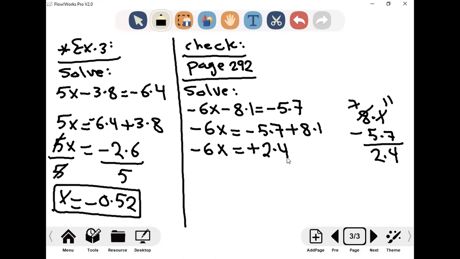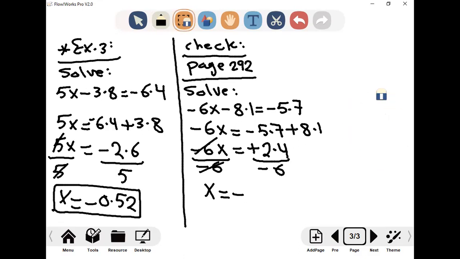Now what we will do, we will divide both sides by the coefficient, which is negative 6. These two values are gone, right? So x equal, now the answer positive or negative? Negative, because we have different signs in division, right? Now I need to make what? Long division to find this answer, 2.4 divided by 6.